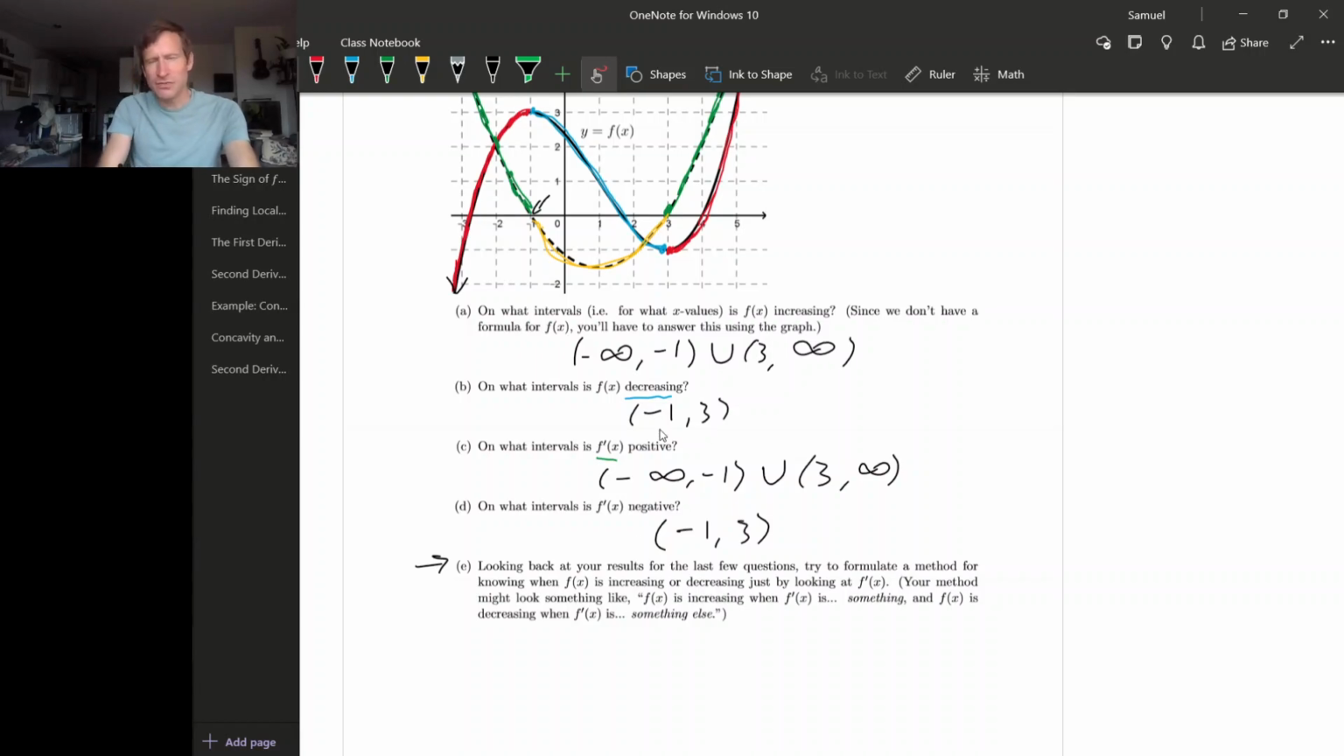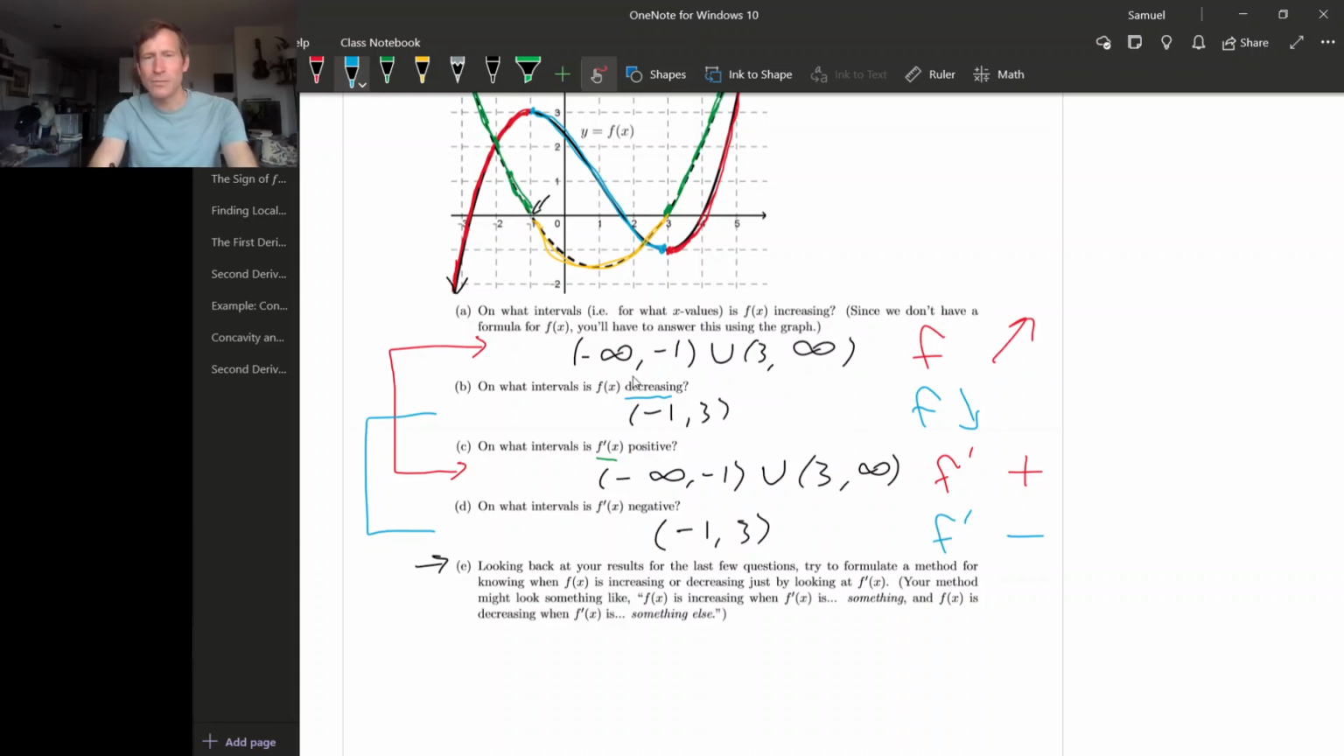Okay, well, if you look at A through D, we've actually written the same intervals twice. Wherever the function was increasing, its derivative is positive. So f increasing is the same as f prime being positive. And by the same token, wherever f is decreasing, f prime is negative.